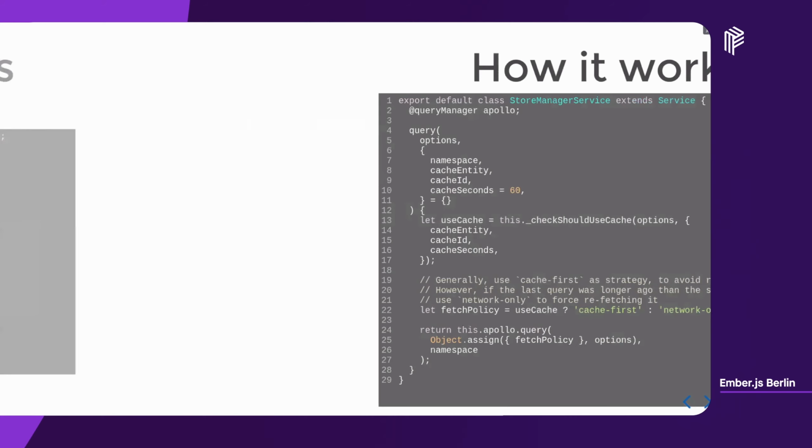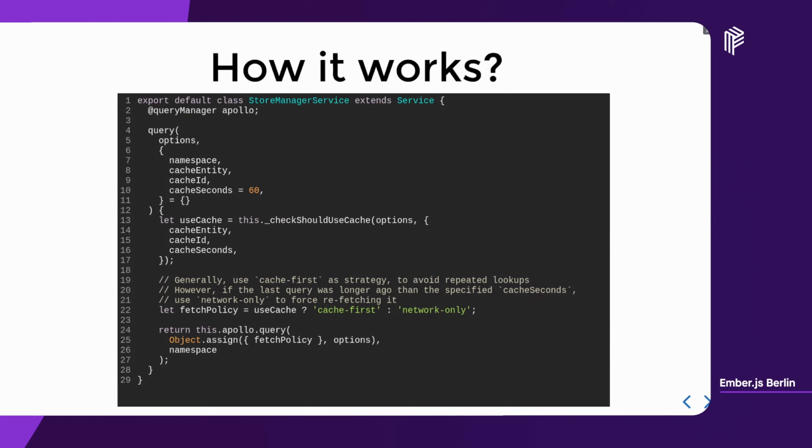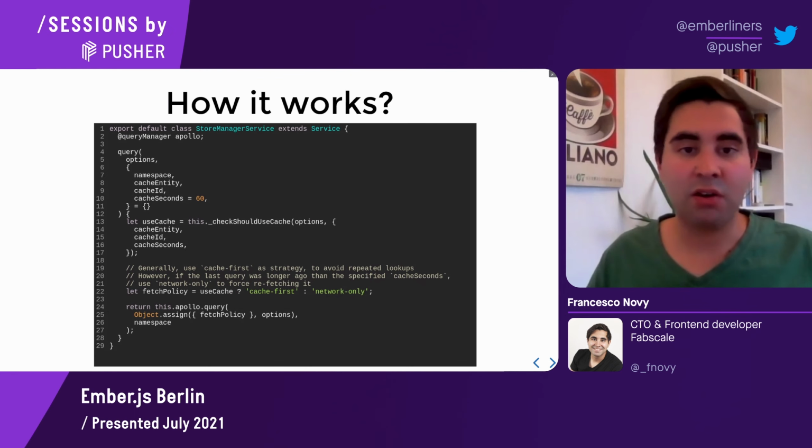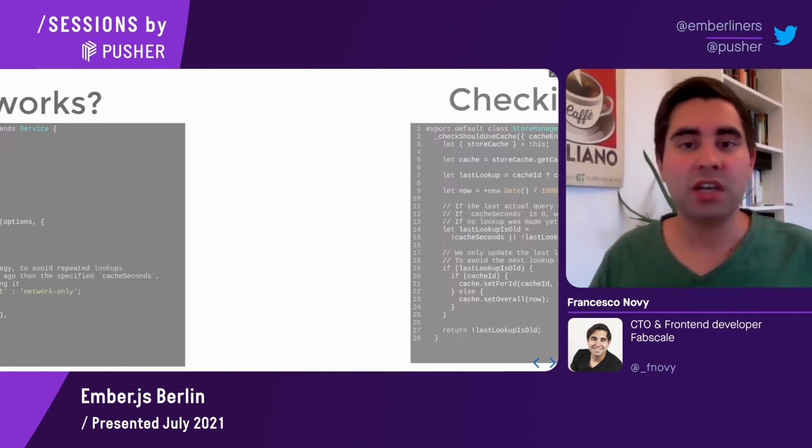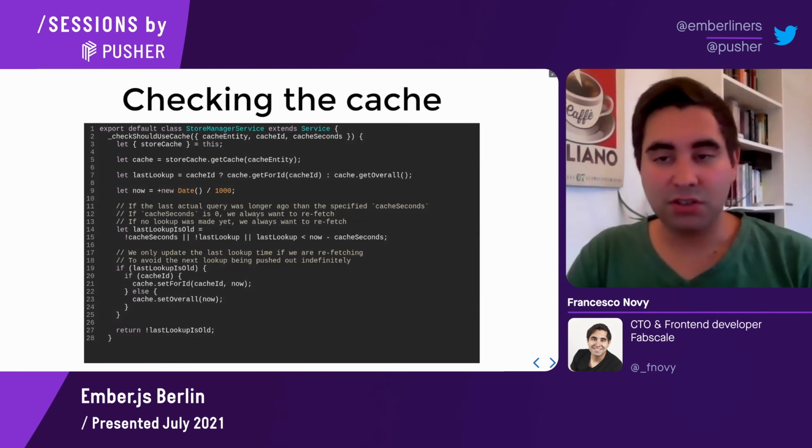How does this work below the hood? At the end, it's quite trivial, I would say. We have a method that checks if the cache should be used. I will show this afterwards. And then we set the fetch policy, either to cache first or to network only. And that's really basically it. Key thing then is how you implement the method to check for cache usage. This might depend a bit on your business logic.